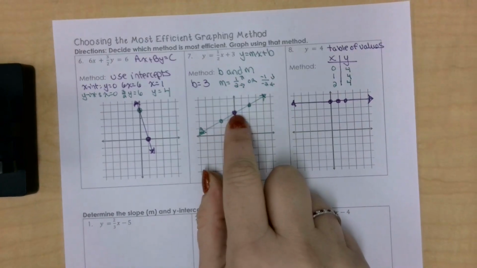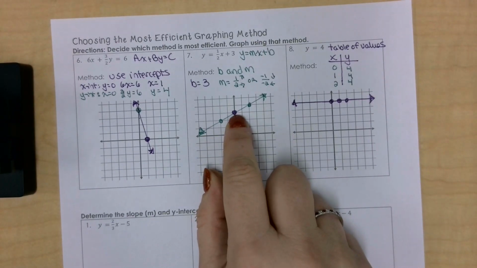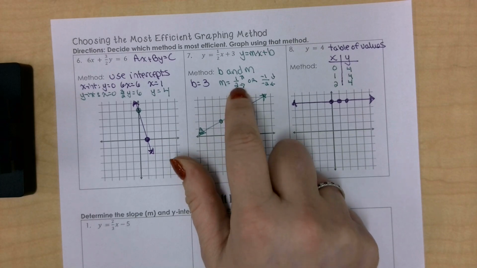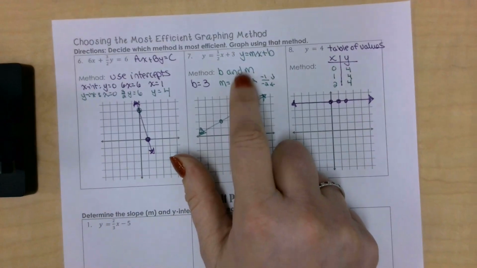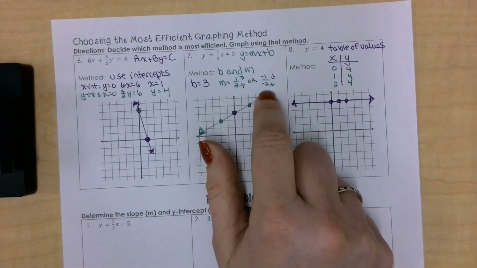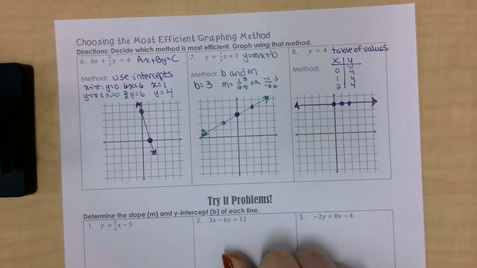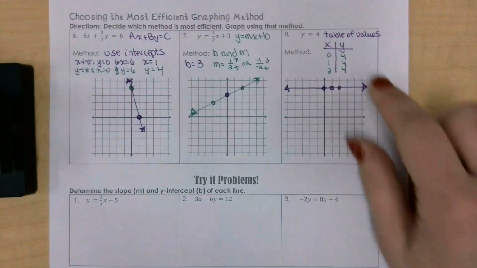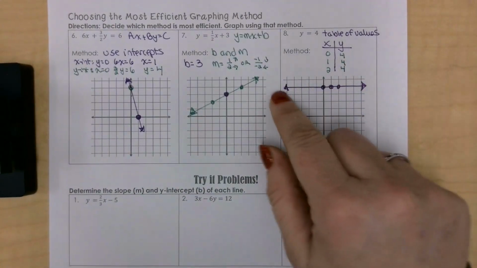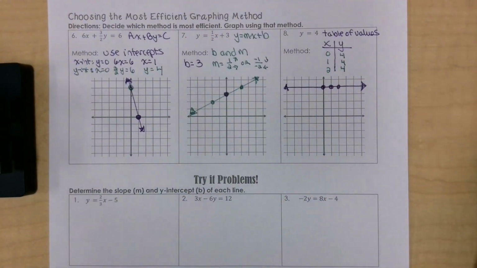In my next one, I got a y-intercept of 3. So I plotted my b here. With my slope, it's a positive 1/2. So that's 1 over 2, which is up right. Or negative 1 over negative 2 is also a positive 1 over 2, down left. Plotted those points. And finally, the table of values shows me that y equals 4. I plotted 3 different points, and voila, horizontal line.